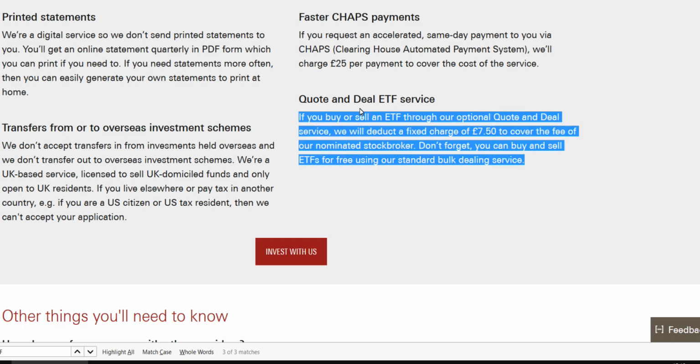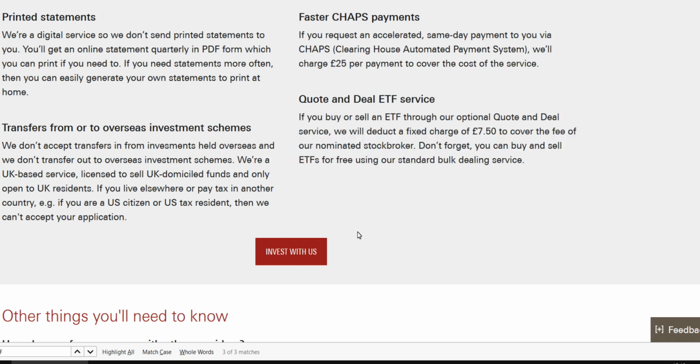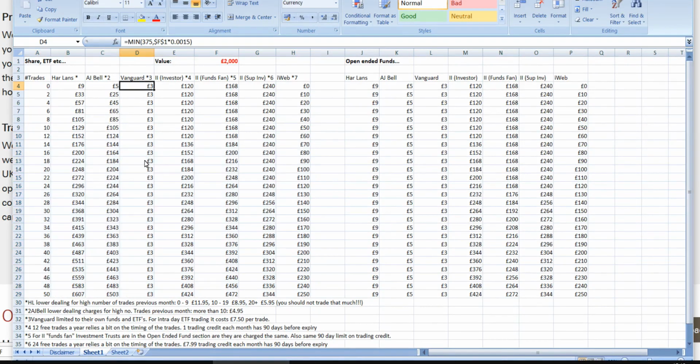But I haven't included that because you don't really need to trade at a specific time of day. You can just buy whatever time of day they do it. So that's how I've worked out theirs, so reasonably simple. And as you can see, really low values, good value when the value of your portfolio is low.